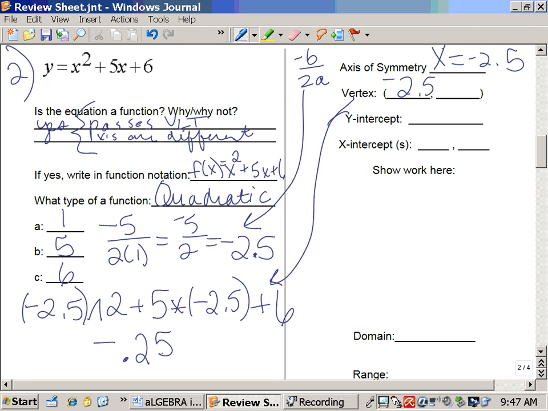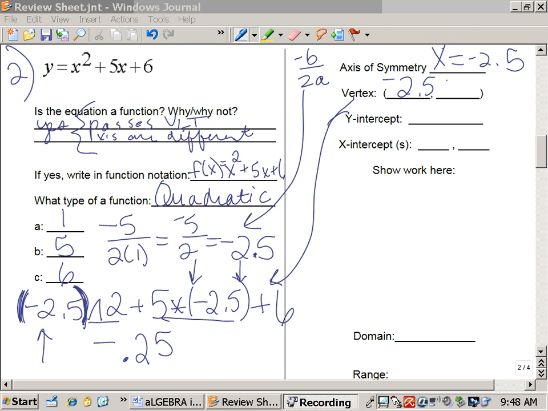Now you should have gotten negative 0.25. Many people today have gotten something like negative 12.75. If you got that, then somewhere in here you did something wrong. Probably you didn't put these parentheses. Those are a must. These you don't necessarily have to do. So my vertex is negative 2.5 and negative 0.25. Y-intercept, say it. 6.